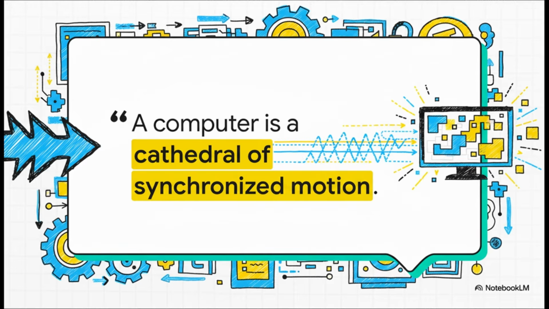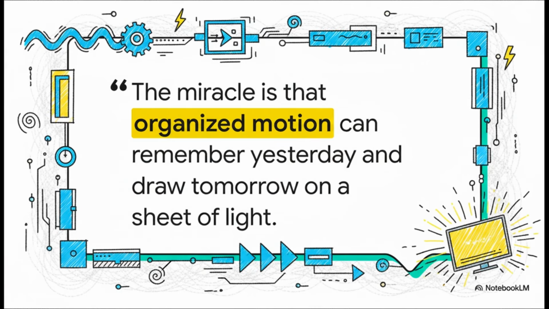It's not a dead box of silicon and plastic. It's a cathedral of synchronized motion. A place where countless layers of loops are holding, transforming, and routing motion with just breathtaking precision. And that really leaves us with this final, powerful thought. The real magic isn't that a lump of metal and sand can somehow think. The miracle is that we've figured out how to organize motion so perfectly that it can hold on to a memory of yesterday, and then use that memory to draw a picture of tomorrow on a simple sheet of light.